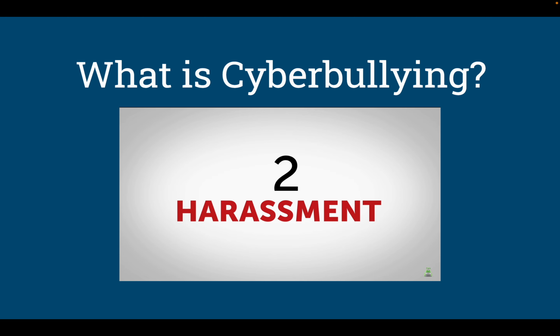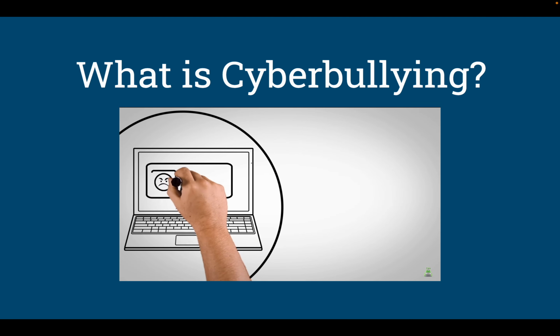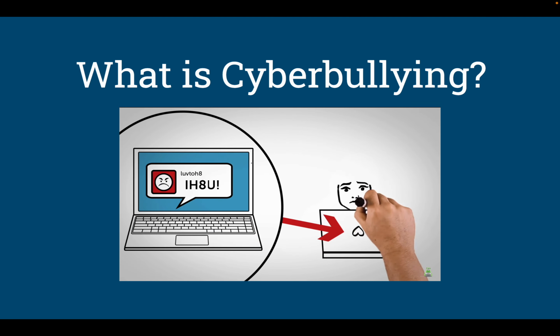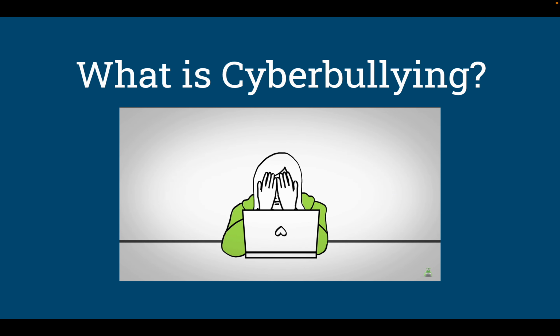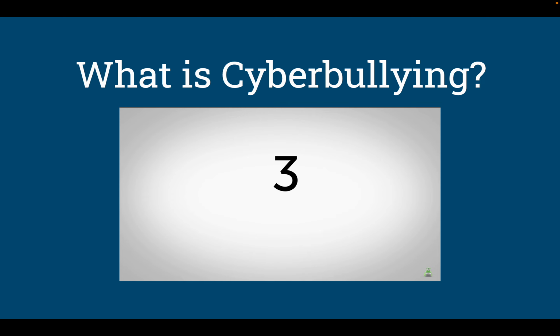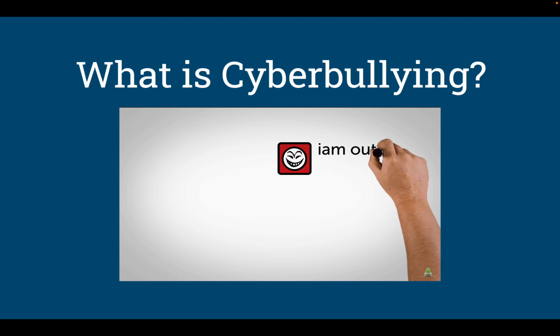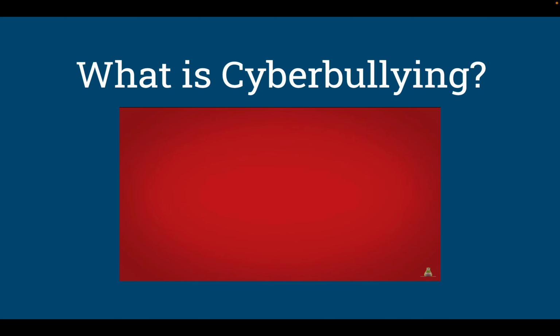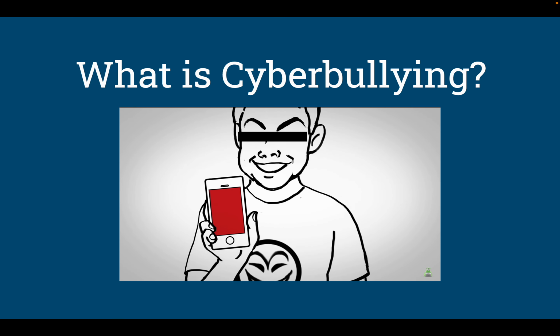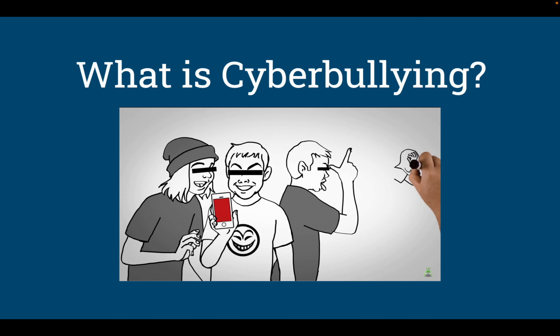2. Harassment. Harassment is sustained and intentional bullying, comprised of abusive or threatening messages sent to your child or to a group. This can severely affect a child's mental well-being. 3. Outing. Outing is the act of publicly humiliating a child or group through the online posting of private or embarrassing information without consent.